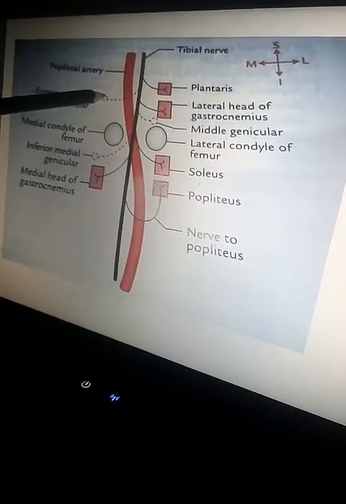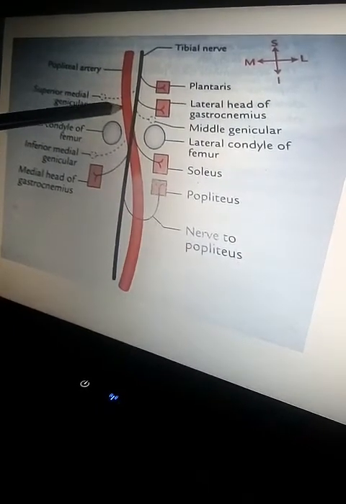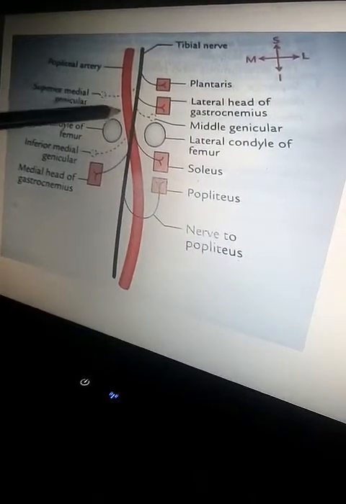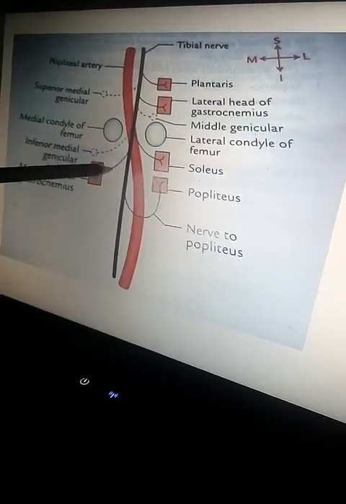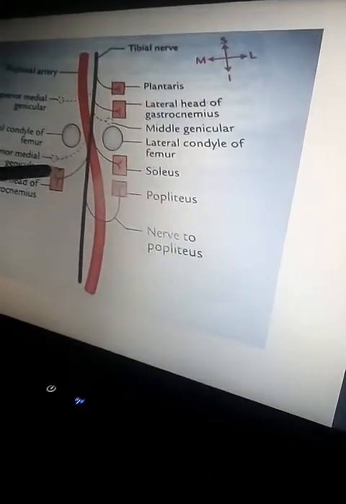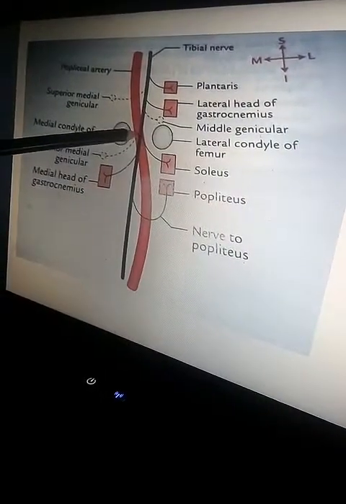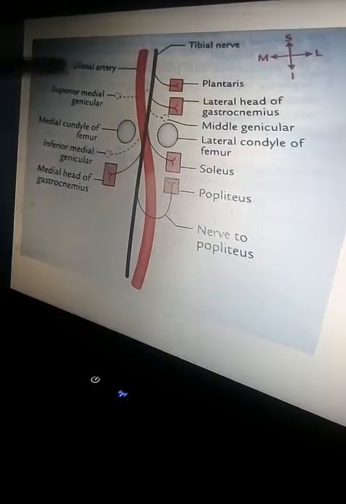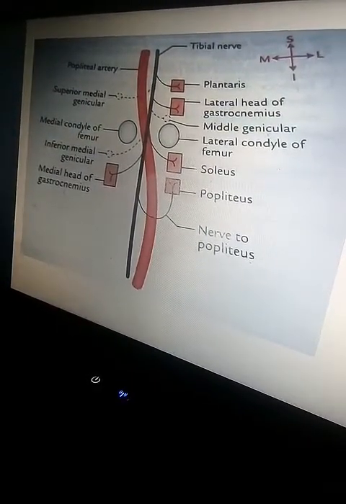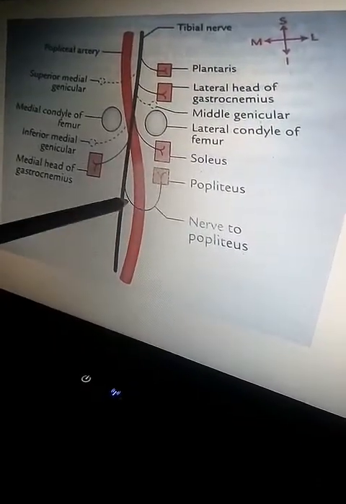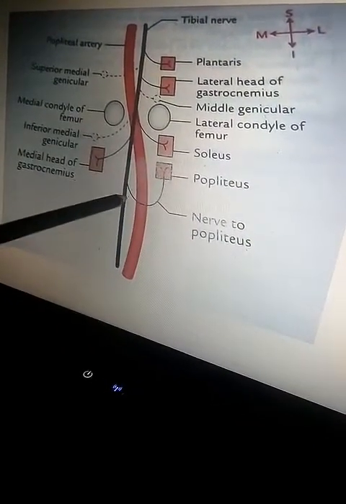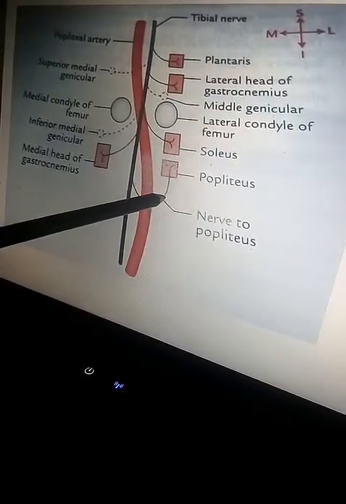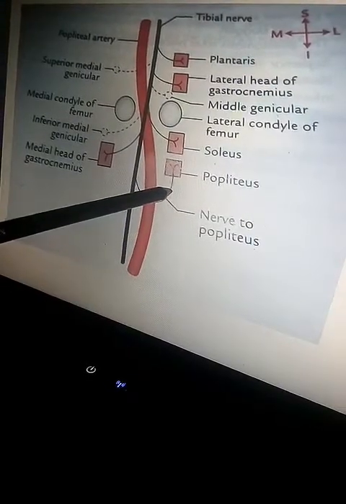All the muscular branches of the tibial nerve arise from its lateral side, except the nerve to the medial head of the gastrocnemius, which arises from the medial side. Therefore, the lateral side of the tibial nerve is termed the dangerous side and the medial side the safe side. The nerve to popliteus crosses superficially to the popliteal artery, runs downwards and laterally, and then winds around the lower border of the popliteus, which it supplies from its deep surface.